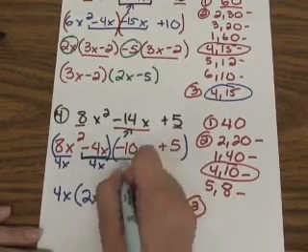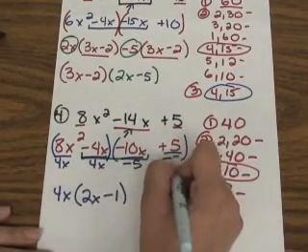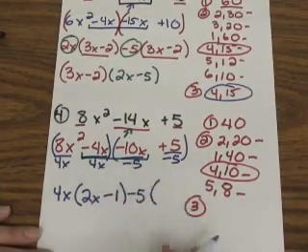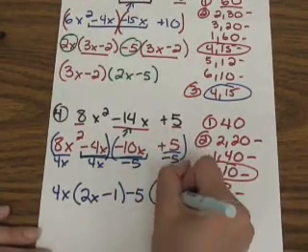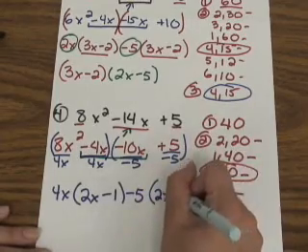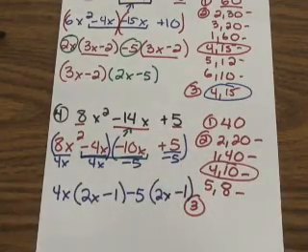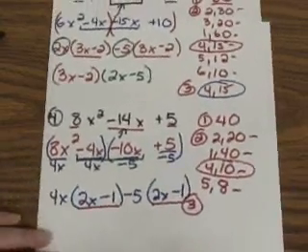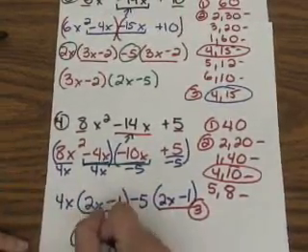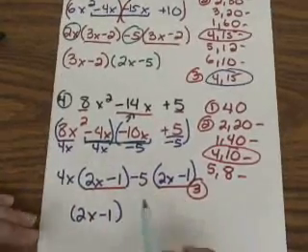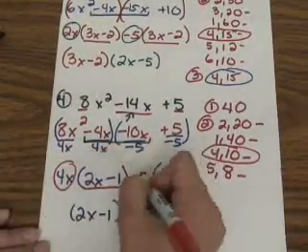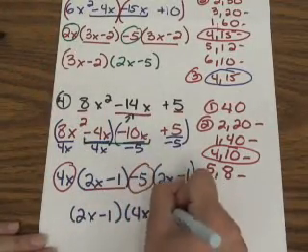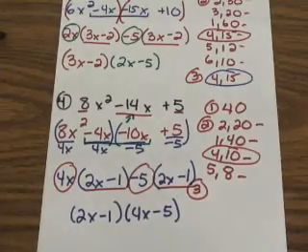In the second set, I see negative 10x plus 5. I can see that my common factor is going to be negative 5. When I take it out, negative 10x divided by negative 5 is going to give me a 2x. And 5 divided by negative 5 is going to give me a negative 1. So again, now I can see my common terms here are 2x minus 1. After I take out the 2x minus 1, what's left? 4x minus 5. So those are going to be the terms in my second binomial factor.